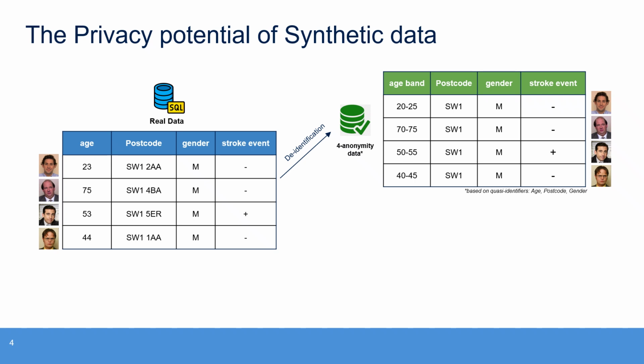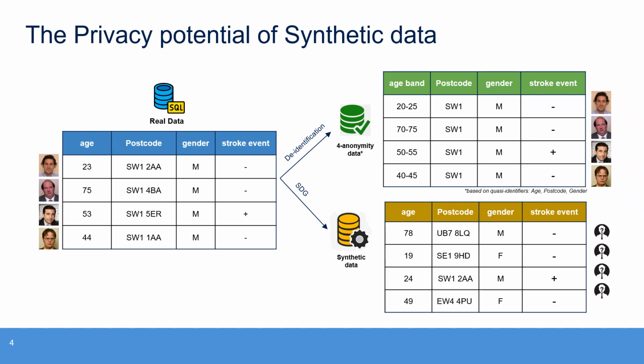Synthetic data is different. Instead of modifying real records, it generates entirely new ones based on the patterns it learned. A synthetic record might look realistic, but it doesn't correspond to anyone in the real world. And that's why we see it as a privacy enhancing technology. It breaks the one-to-one link with real people.